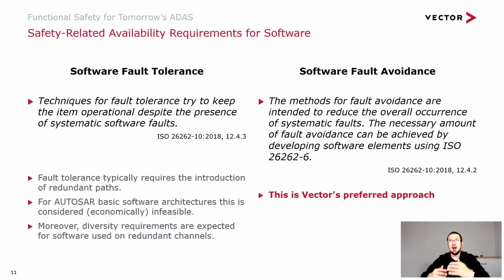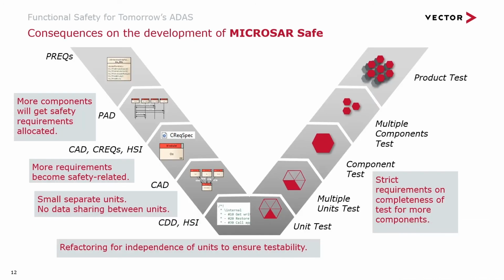So the other approach that ISO 26262 suggests is methods for fault avoidance, and this means reducing those systematic faults by developing your software in accordance with ISO 26262 Part 6, the software development standard. And this is our preferred approach, to avoid those faults by developing our software to a necessary level of rigor. So let's see what actually that means inside our software. What level of extra rigor do we have to go to?